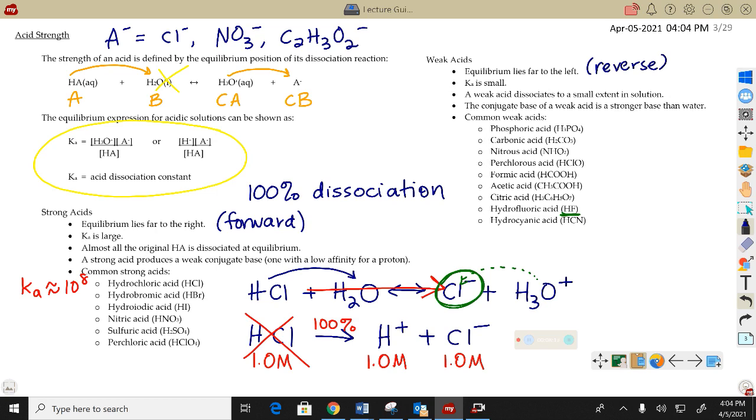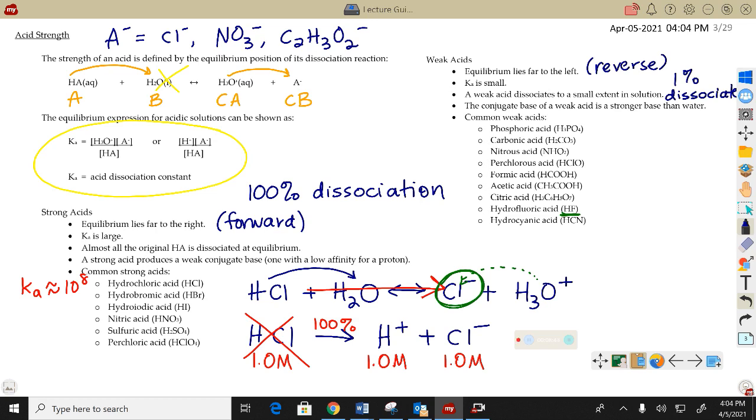Sometimes it might only be like a 1% dissociation. Maybe only 1% of the original molecules dissociate to form hydrogen ions. So you're not going to get much hydrogen in the solution if that original acid only dissociates by like 1%, 5%, even 10%. That would still be a pretty weak acid. So that's where I'm going to get a small K value.